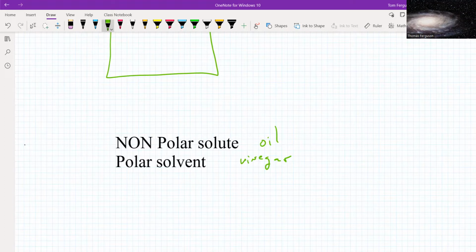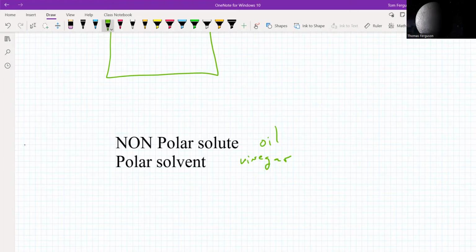All right, this is one formula for making a vinaigrette. Equal parts oil and vinegar. You add in a little bit of mustard. You add in some breadcrumbs or Parmesan cheese, and you shake it. And it will stay mixed.